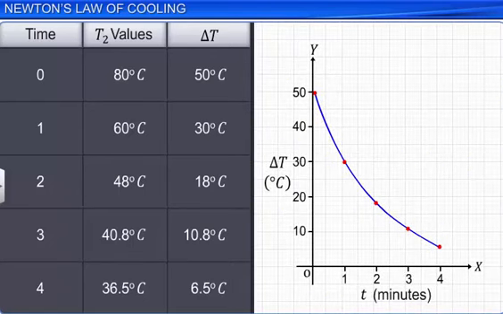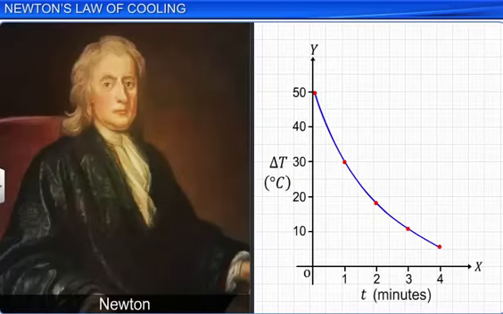Newton made a systematic study of the cooling of different bodies and proposed a law known as Newton's law of cooling that holds good for small differences in temperature between a hot body and its surroundings. Newton's law of cooling states that the rate of heat lost by a body is directly proportional to the difference in temperature between the body and its surroundings.